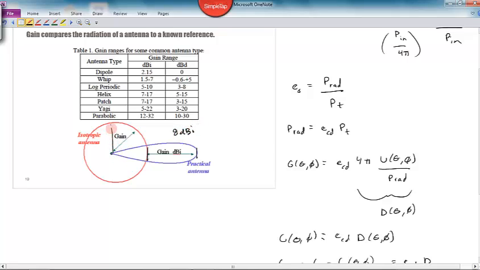That comes at the expense of the fact that this isn't emitting power in other directions. So the gain in this direction, for example, you'd have a negative gain, minus infinity right there.